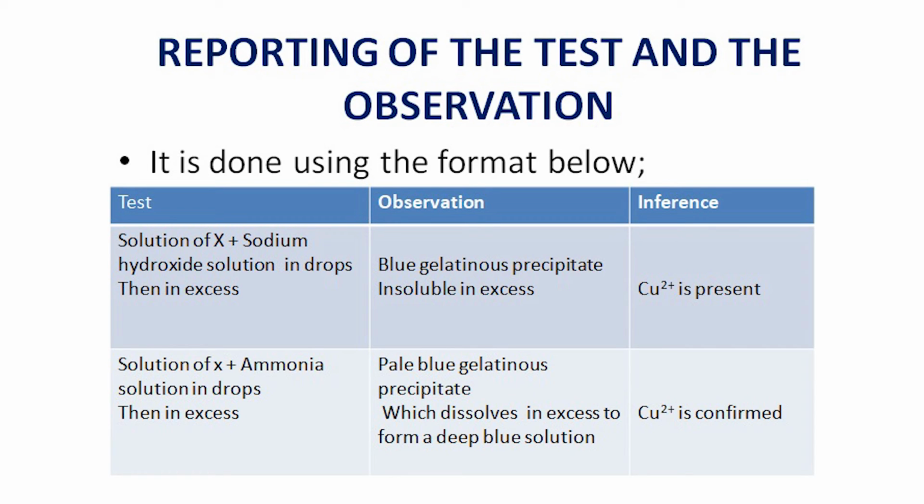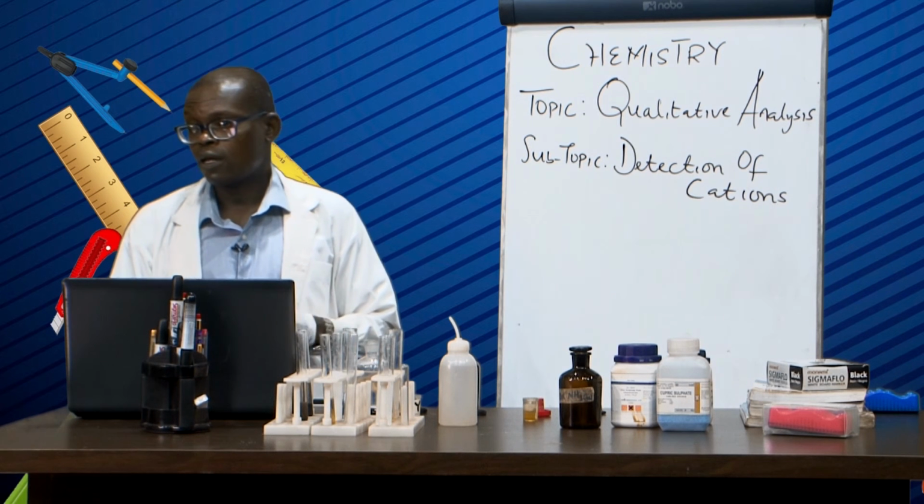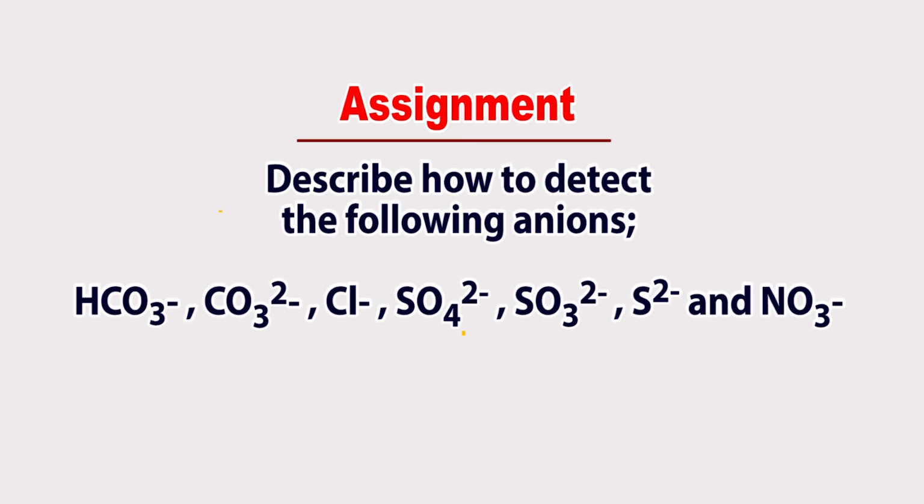So far, so good, we have come to the end of today's class. But before we call it a day, I would like to give you this assignment, which I would like to look at in our next class. The assignment is to describe how to test for the following anions. The anions are displayed on the board: HCO3 minus, CO3 2 minus, Cl minus, SO4 2 minus, SO3 2 minus, S2 minus, and NO3 minus. Describe how to test for the following anions.